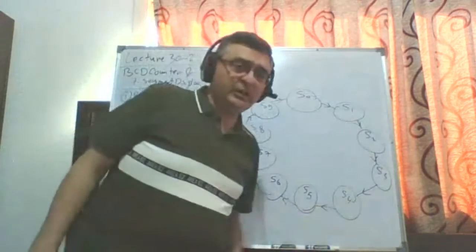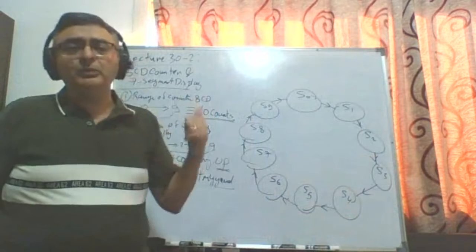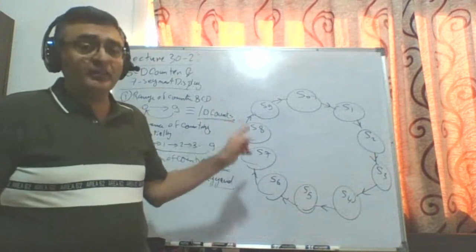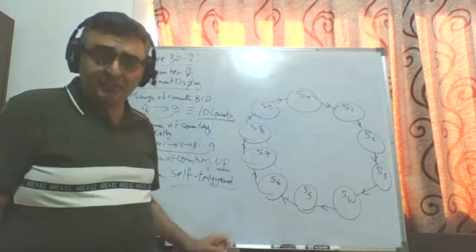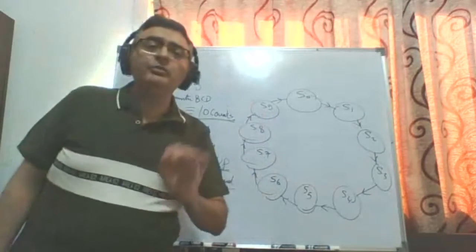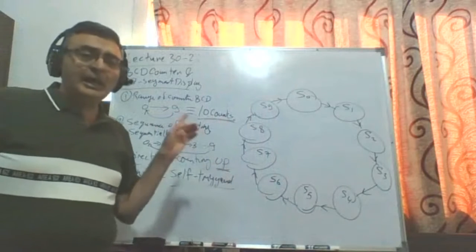This looks very similar to the 3-bit binary counter that we built before. However, this counter is not counting from 0 to 7. This counter counts from 0 till 9. How will this make any difference?